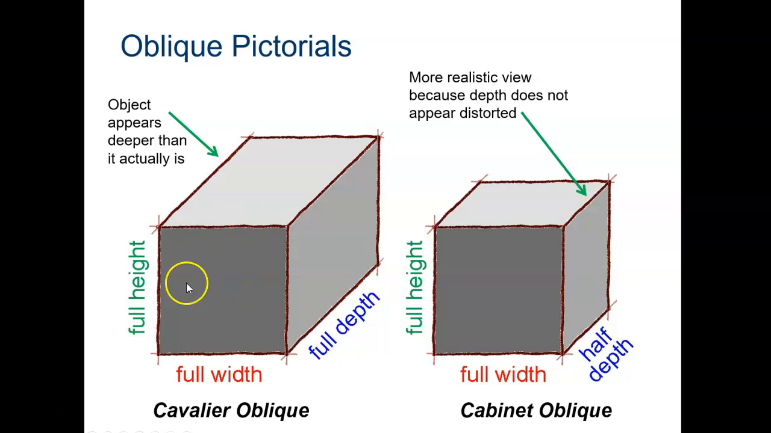Okay? So draw a square, another square, draw a full depth, half depth, write all these notes that you see here, labeling it Cavalier oblique, Cabinet oblique, have to have full width, and so on. Okay, so those are the two things I'm looking for. And of course, if you need help, ask questions.